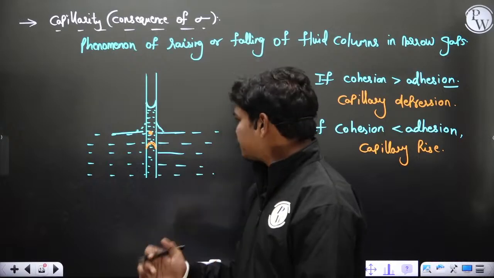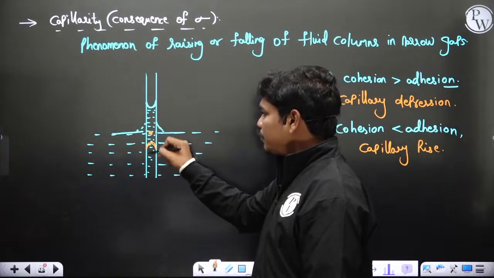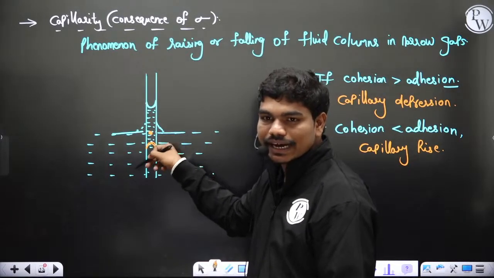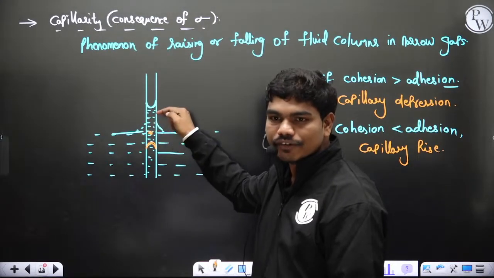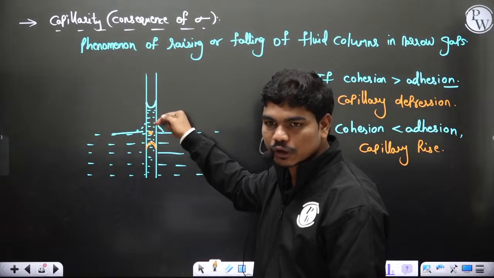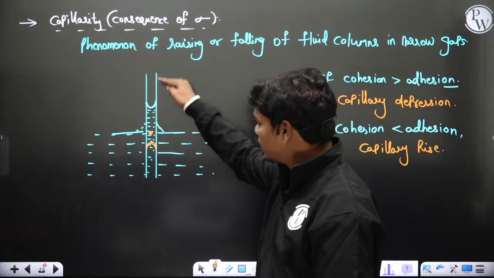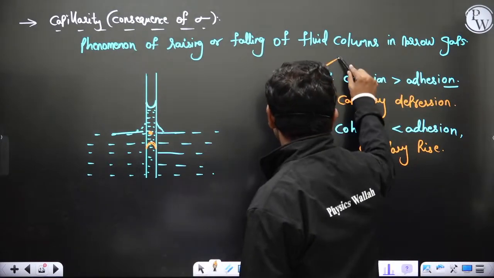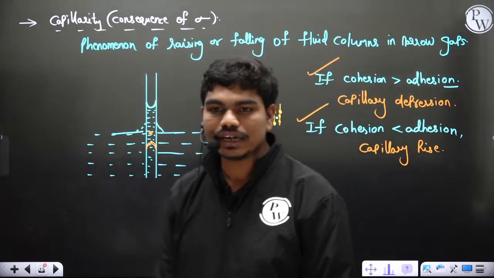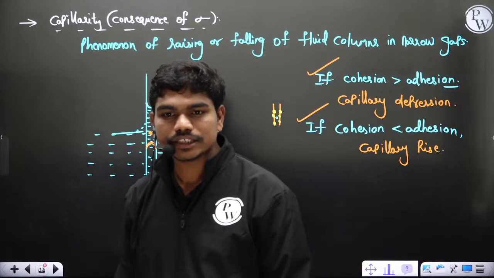Okay, so it's very simple. If this is the molecule here, if the pulling forces, means the cohesion forces, are very high drastically, then definitely this particle will try to move in the downward direction. Or if this particle experiences high adhesion forces due to this glass tube or this glass material, it tries to move up. That's what we have, a capillary rise and a capillary fall in general. Is this clear to all of you?